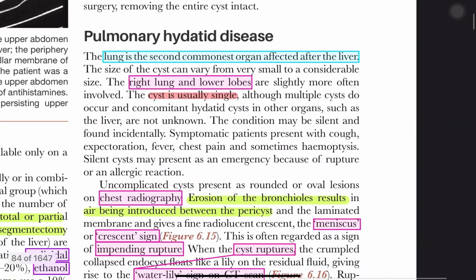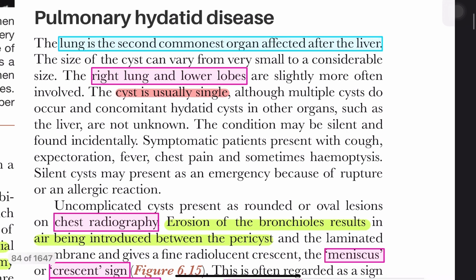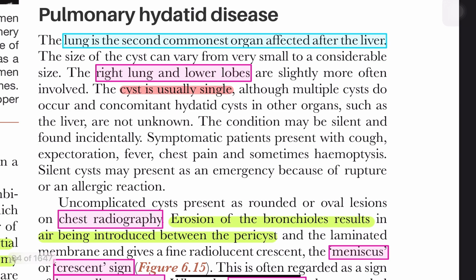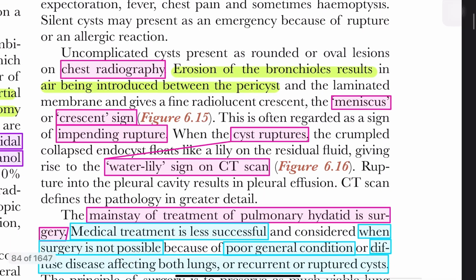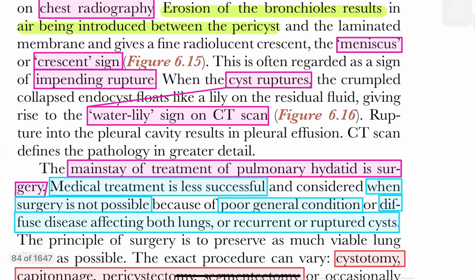A few points regarding pulmonary hydatid disease. The lung, as already said, is the second most commonly affected, mostly the right lung, since the liver is on the right side, and the lower lobe. In chest radiograph, you may get the meniscus or crescent sign. It is a sign of impending rupture. When the cyst ruptures, you get the water lily sign on CT scan. So in X-ray you see the meniscus and crescent sign, the cyst has not yet ruptured. If the cyst ruptures, it floats, like a water lily, so water lily sign on CT scan.